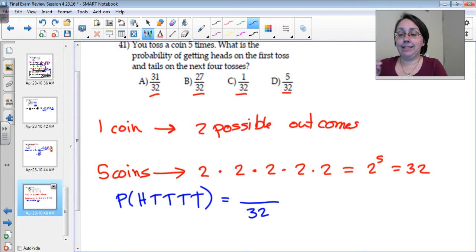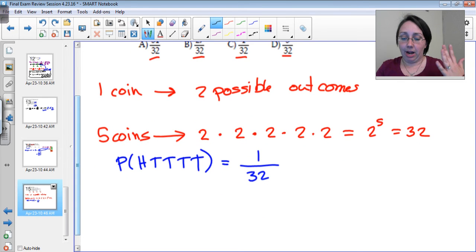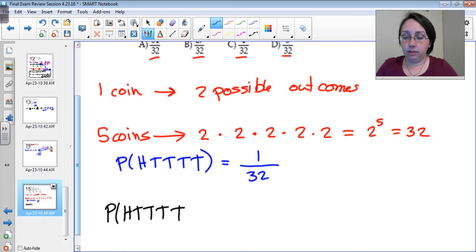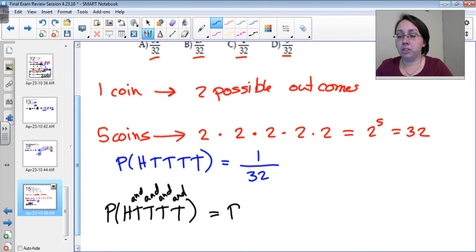Now, heads, tails, tails, tails, tails. That exact outcome. How many ways can that exact outcome occur? One way. There you go. Or his idea is to use what I'm very proud that you're using: the word and. You want a heads and tails, and tails, and tails, and tails. Independent events, you just multiply their individual probabilities together. I think that's what we did.